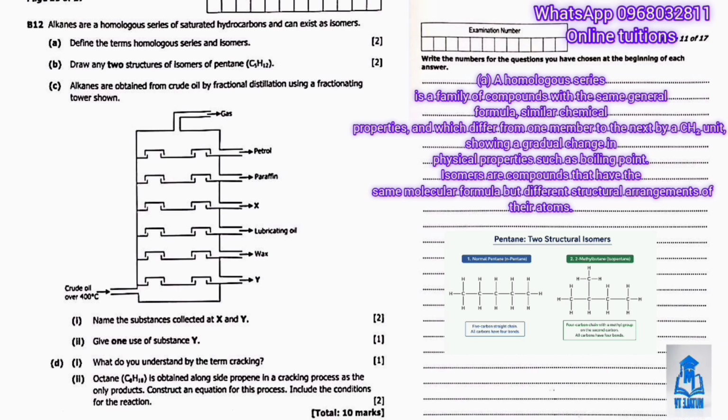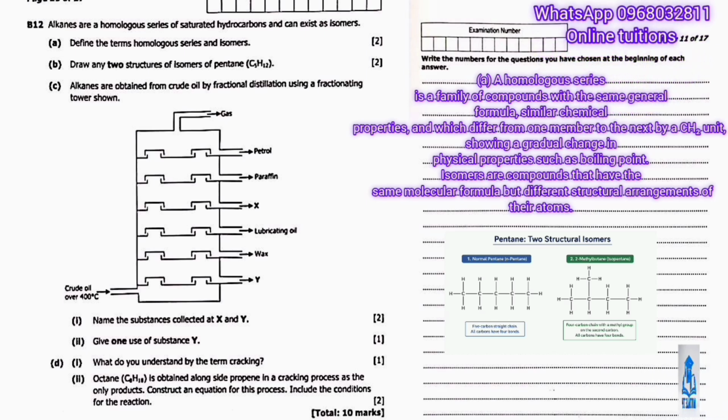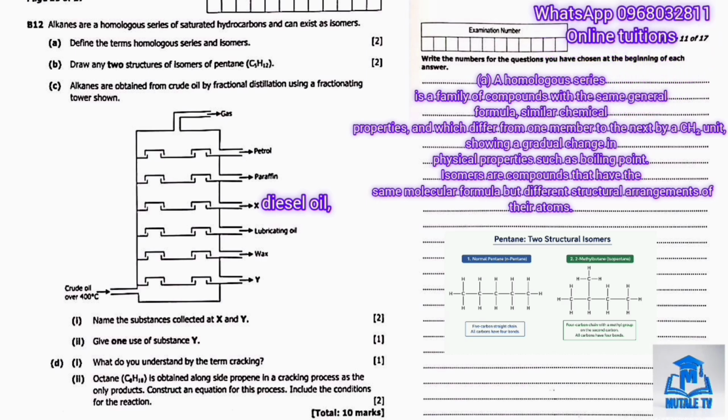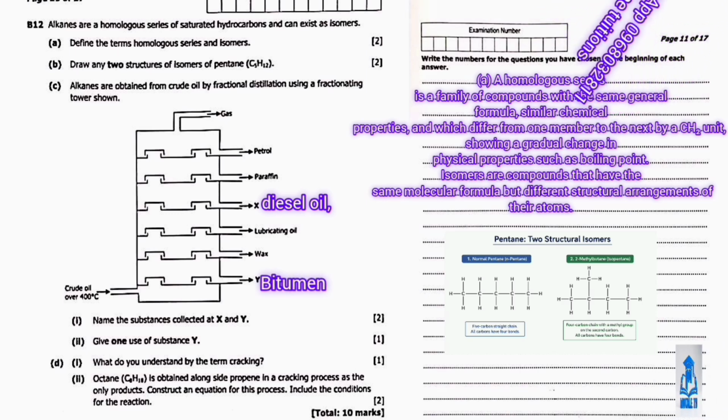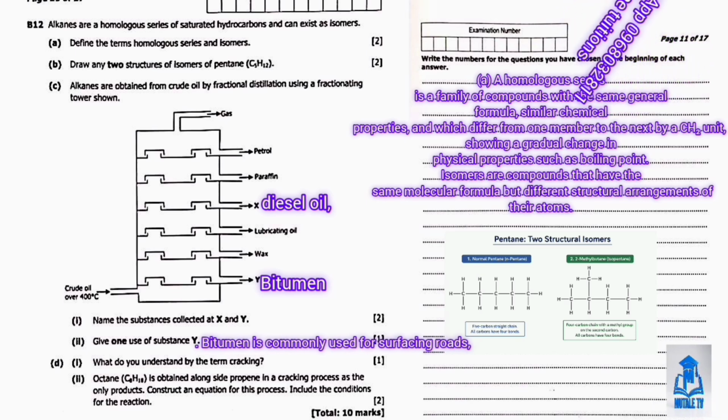Looking at the position in the tower between paraffin and lubricating oil, substance X is diesel, sometimes called gas oil. And substance Y collected at the very bottom below wax is bitumen, sometimes called residue. Then part C2 asks us for one use of substance Y. Bitumen is commonly used for surfacing roads or roofing materials.